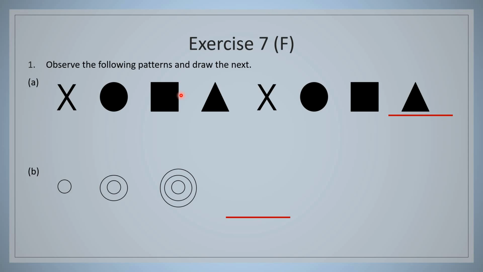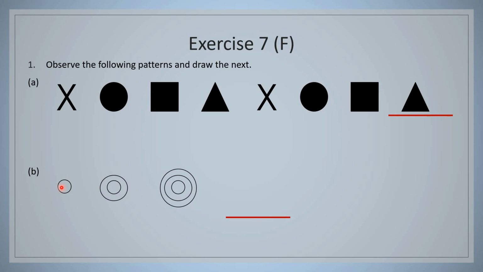Why? Because earlier in this sequence, there is a triangle after the square. So here also, after the square there has to be a triangle, otherwise the pattern will not be followed. So the answer is a triangle. You have to draw a triangle over there.